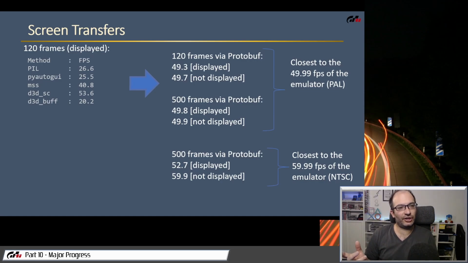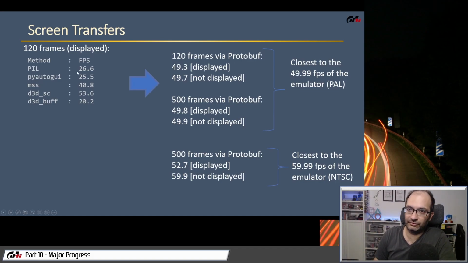And so I did some tests to check, besides sending, for example, vehicle speed as an integer, what's the speed of transferring the screen capture directly from the emulator to Python. Amazing. It's far better than the other methods because it's able to be as fast as the emulator if necessary. So for a PAL game, here let's take the 500 frames dumped from the emulator to Python. If I don't try to redisplay it in Python, for 49.99 frames per second in the emulator, in Python we can maintain 49.9, so practically the same.